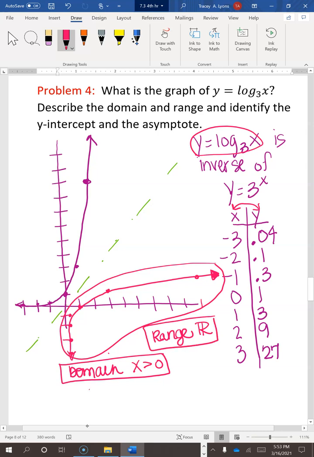Then we have the y-intercept. So is there anywhere that crosses the y-axis? And that is a no, so there's none. It gets super, super close to it, but it doesn't cross over.